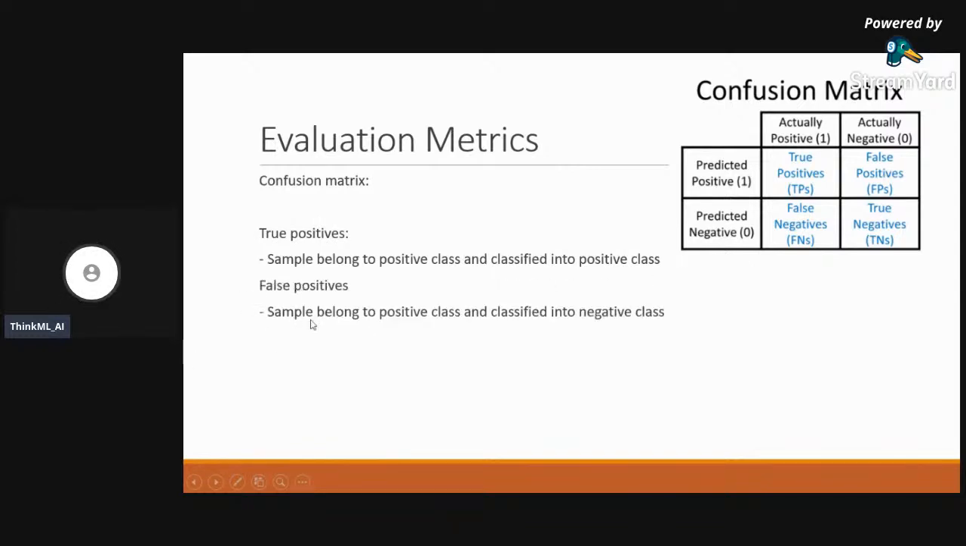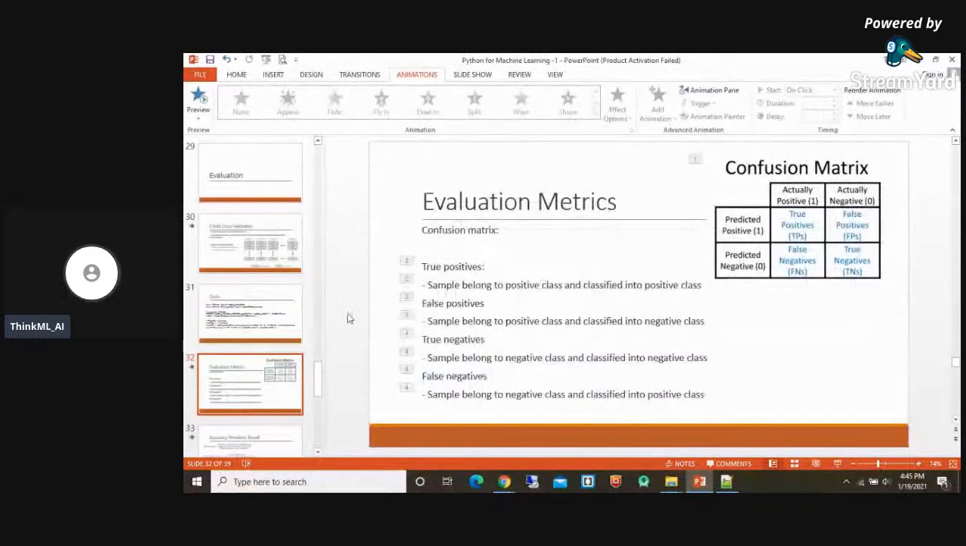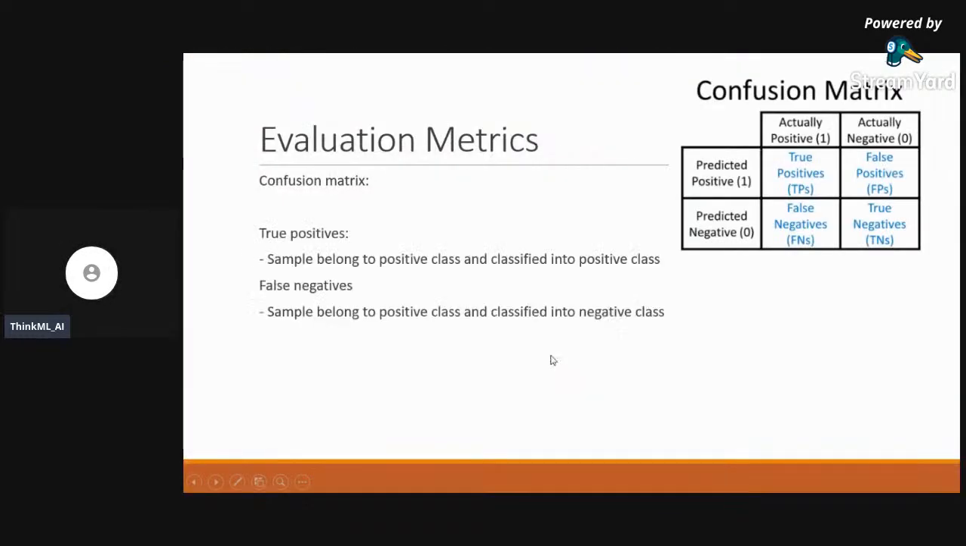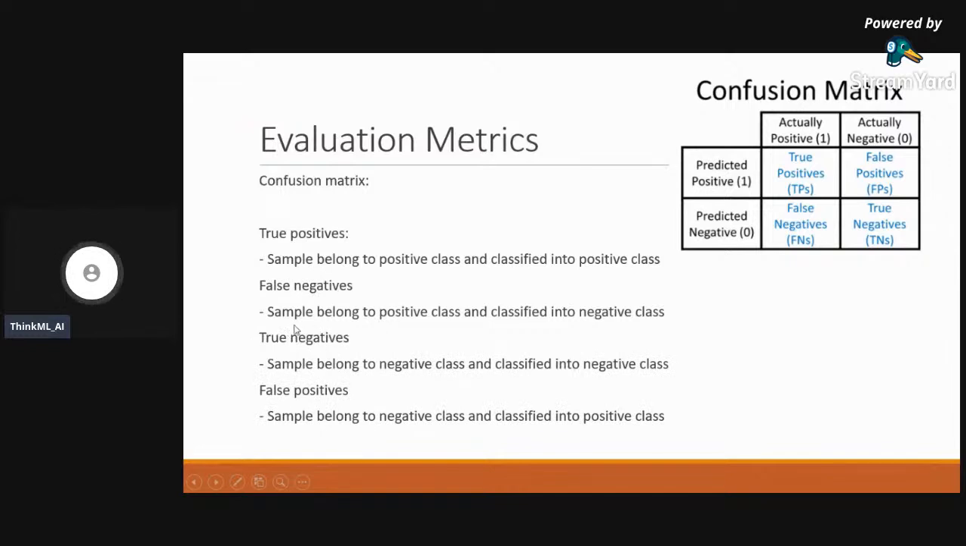Similarly, false negatives are samples that belong to the positive class, but are classified into the negative class. These are false negatives, I'm sorry for the mix-up earlier. These are the positives. So now this is right. A false negative means something is classified as negative, but it was actually positive.